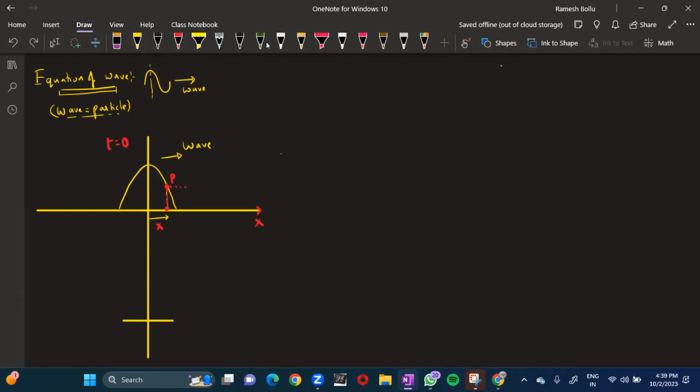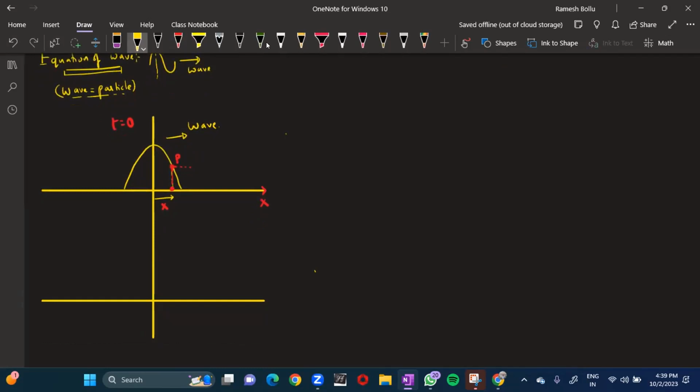Kindly respond. After t seconds, where will it go, children? Somewhere it will go like this. How many meters will it travel? So tell me, children, how many meters is traveled? The crest, if you see, earlier it is at x equal to 0. Now the crest traveled how many meters, children? V into t only, right? Please say yes or no. Correct or not?